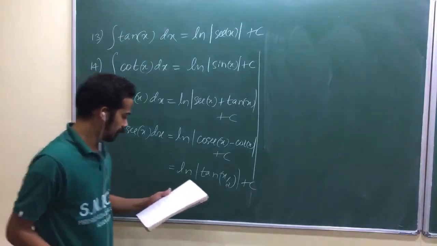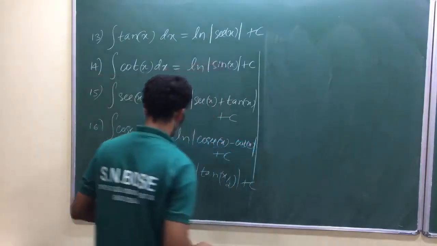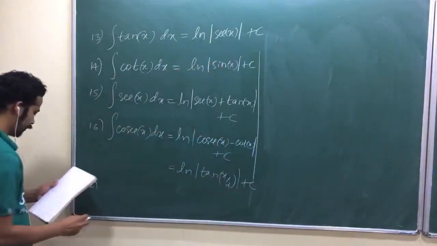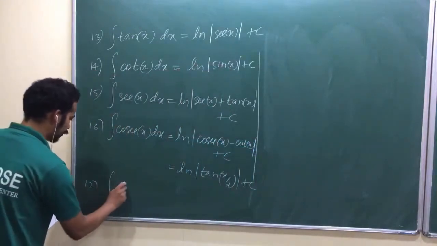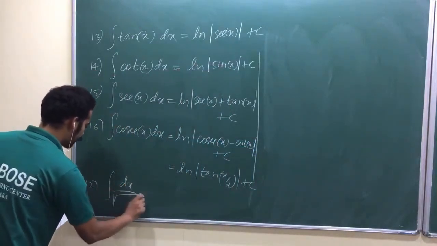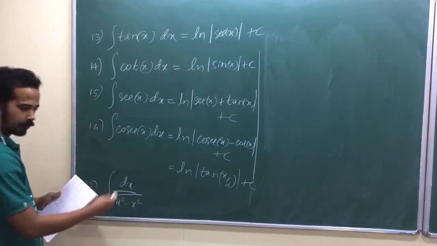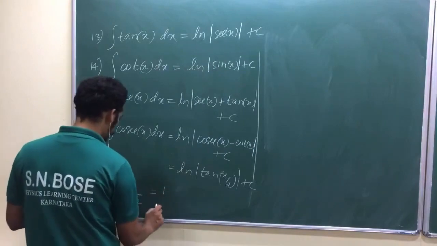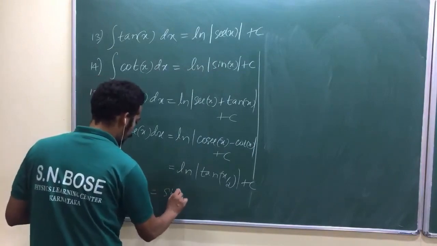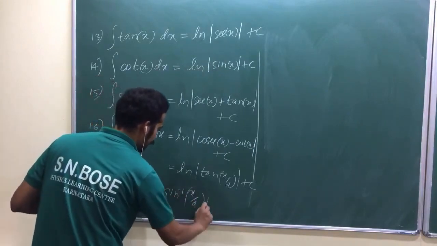And some inverse part, 17: integral of dx by root of a square minus x square. Actually, you can do it by substitution, but you better remember directly. What is this one? Sin inverse of x by a plus c.